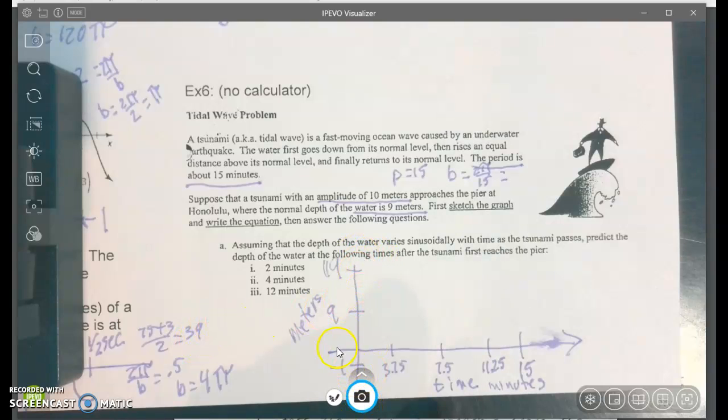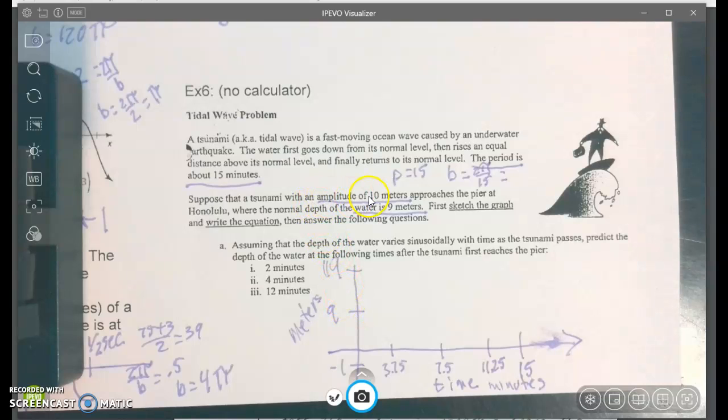So I'm just kind of sketching this out as I think about it. So the period is 15 minutes. We know that it goes down and then rises and then goes back to its normal level. And it takes 15 minutes. So I divided that up into 4 pieces here.